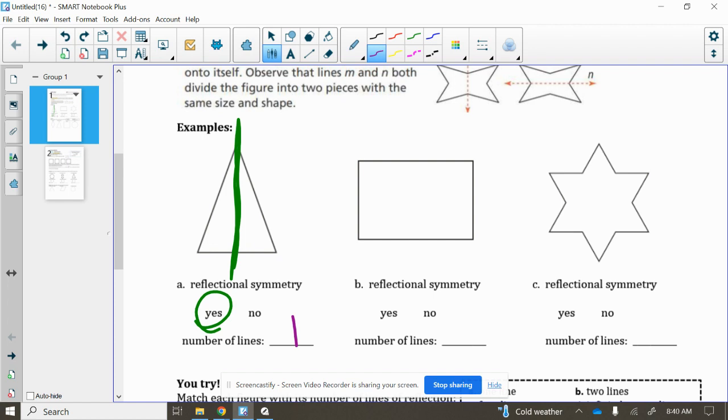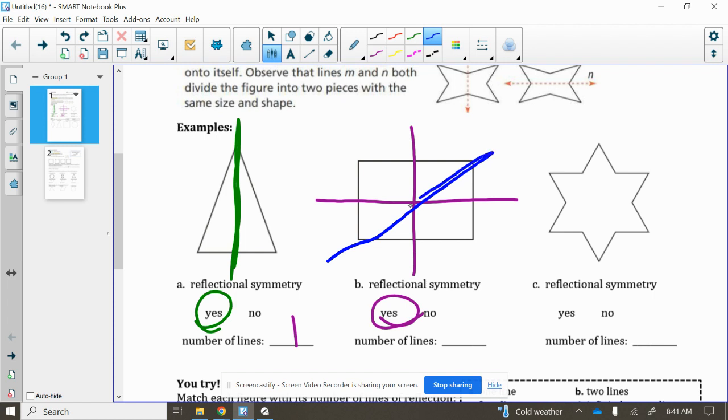In our second figure, a rectangle, we could draw in two lines of reflectional symmetry. So again, yes, it does exist. Now, again, some people like to think, oh, are they through the diagonals as well? But if we try to map, again, reflecting over that line, it wouldn't fold directly on top of itself. It would be off the picture.